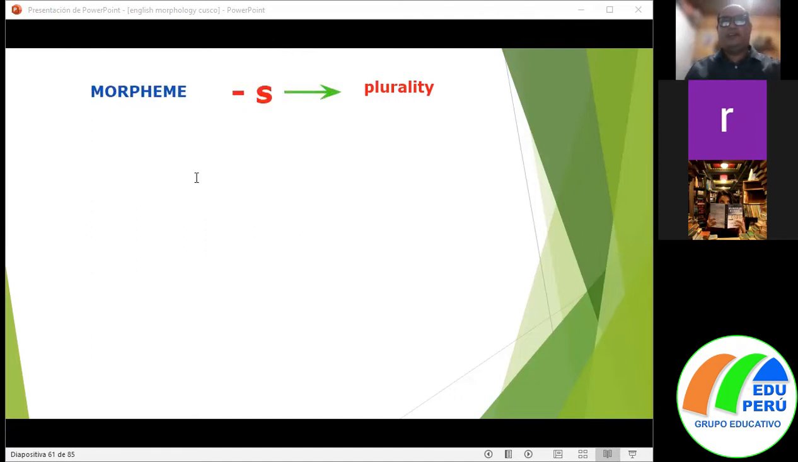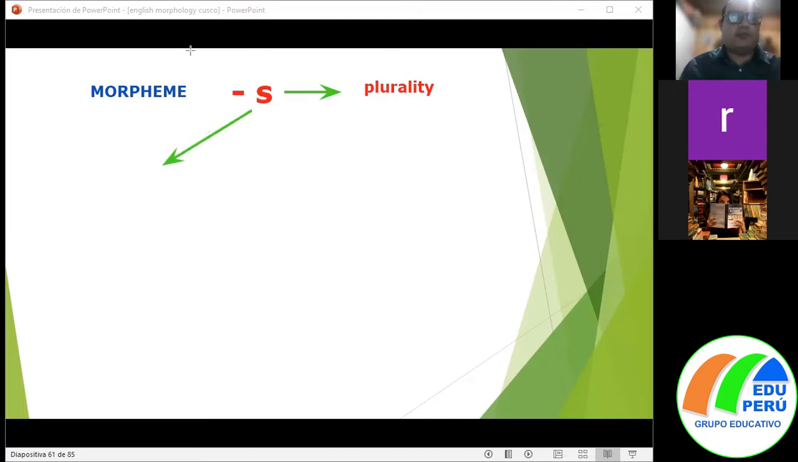Morpheme. The morpheme is the idea, the S, plurality. It has a meaning, all right? The letter S has a meaning, plurality, grammatical information. Now, what happens when we apply this S in different contexts? We are going to change it. Notice here the examples.